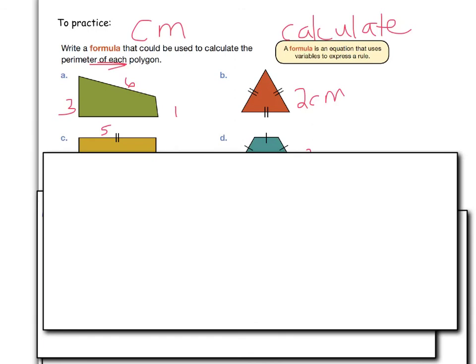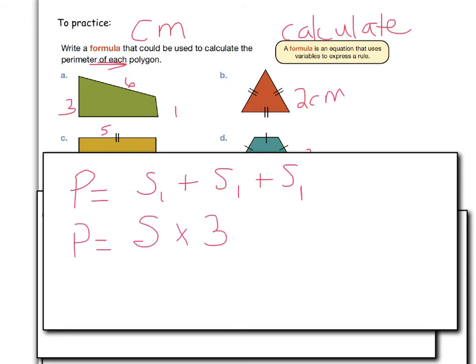All right, now we're going to try our triangle. And the formula in this case, because they're all the same side lengths, it cannot be side 1 plus side 2 plus side 3. It could be side 1 plus side 1 plus side 1, because they're all the same length, okay? Or it could be, and probably better, side times 3, because there are 3 sides of equal length.